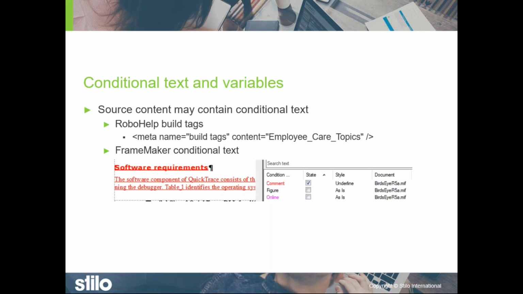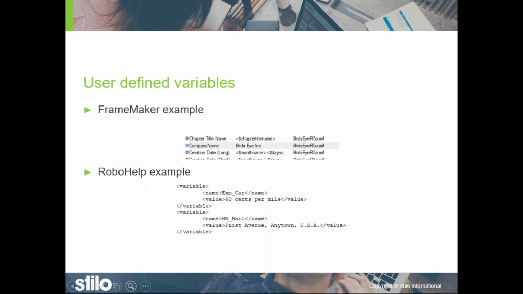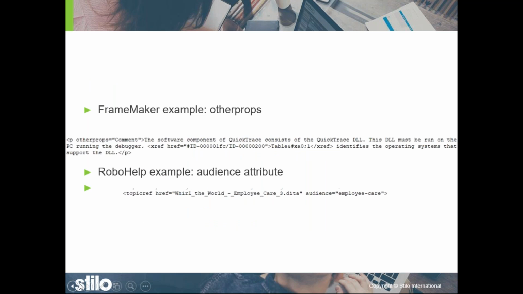So there's different ways to specify conditional text in different inputs, of course. So RoboHelp, for example, has conditional text in the content of the topics. It also has build tags. So the build tags would be applied to the entire HTML file. Conditional text we will find in FrameMaker or RoboHelp or Flare or any of those things.